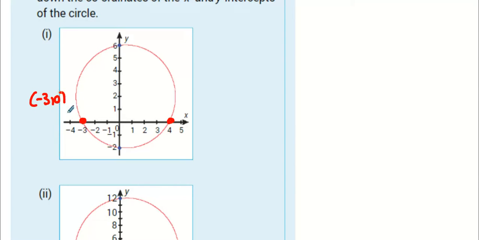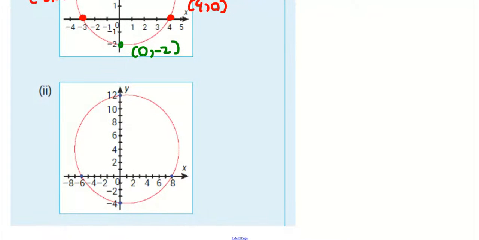-3, 0, and 4, 0. What are the two y-intercepts? Everyone understand what an x-intercept and a y-intercept look like for circles? Okay. Next one. 0, 12 and 0, -4 are the y-intercepts. 8, 0, and -6, 0 are the x-intercepts. All right, perfect. Let's move on.